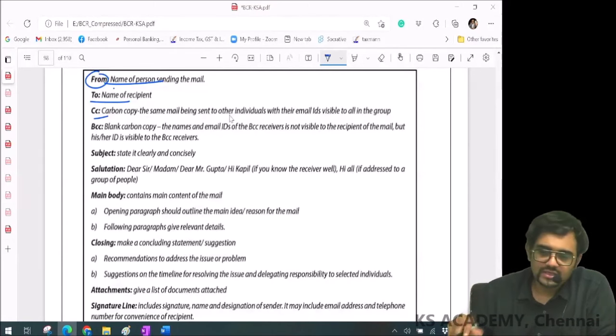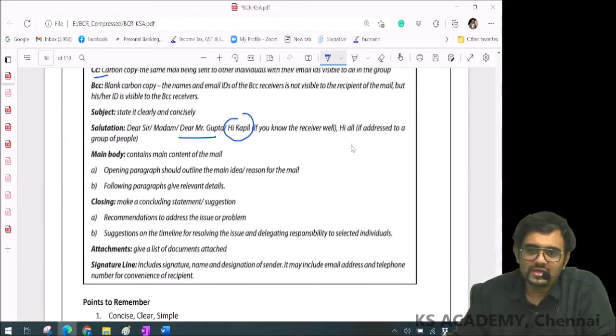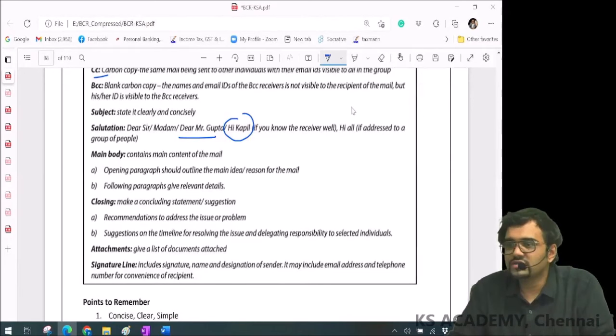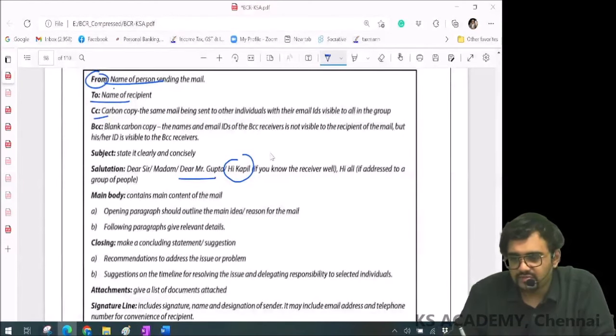Then the salutation: dear sir, madam, dear Mr. Gupta. Generally you should avoid "Hi Kapil". Why? Because that is only if you know the receiver well. Dear all, dear sir, dear madam, all that you should write. "Hi darling", all that you cannot write. So it is dear sir, unless her name is darling, which is not possible. So dear sir, then dear madam, dear Mr. Gupta. And if you are addressing a lady, will you write Miss or Mrs.?